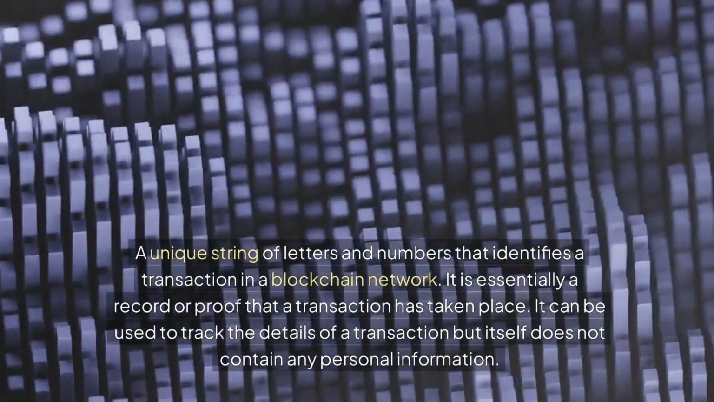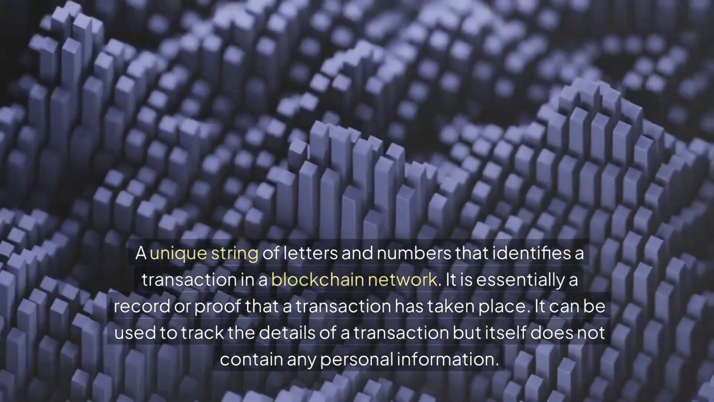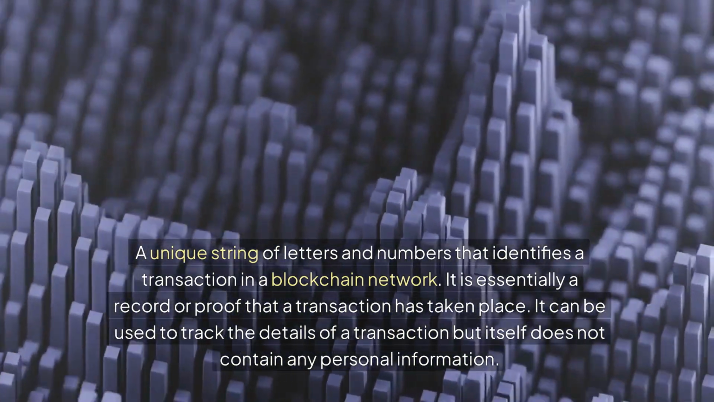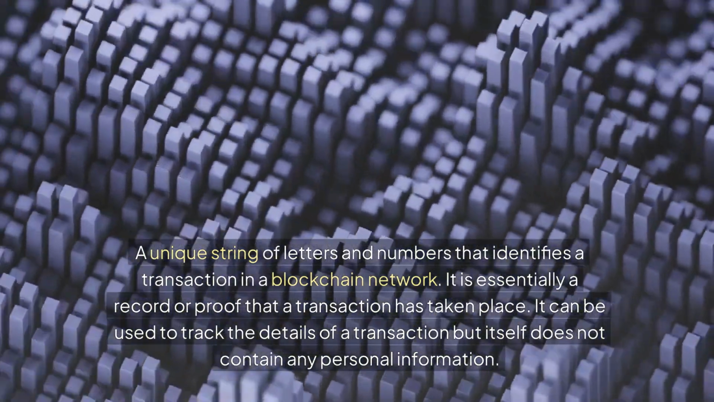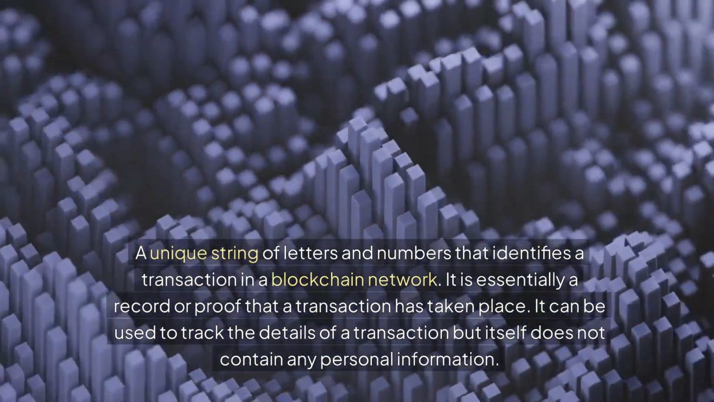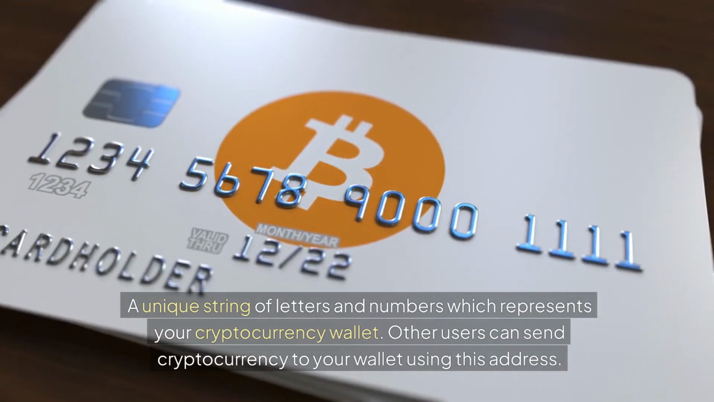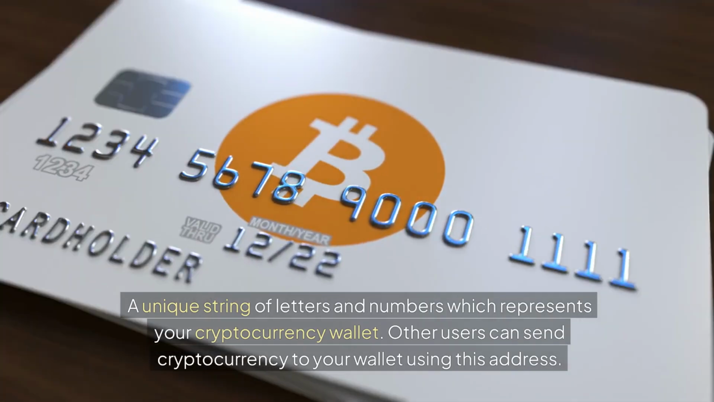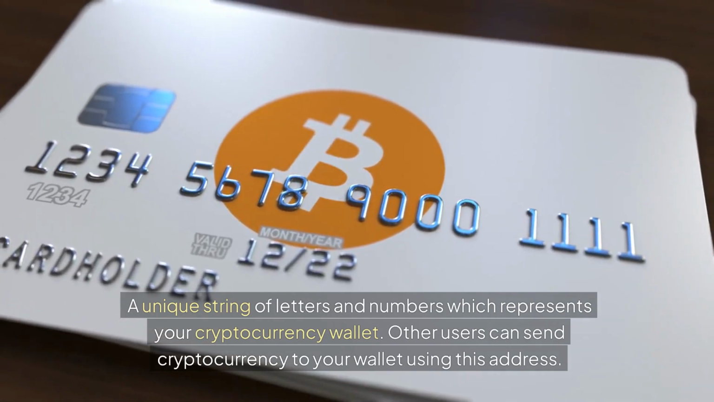Transaction hash: a unique string of letters and numbers that identifies a transaction in a blockchain network. It is essentially a record or proof that a transaction has taken place. It can be used to track the details of a transaction, but itself does not contain any personal information. Wallet address: a unique string of letters and numbers which represents your cryptocurrency wallet. Other users can send cryptocurrency to your wallet using this address.